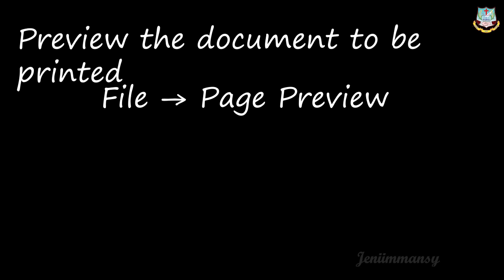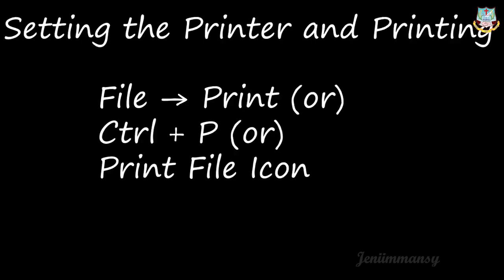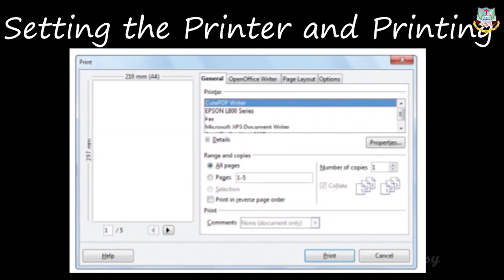And the next one is about setting the printer and about printing, right? To set a printer, first you have to go to file and then go to print, or the keyboard shortcut is Control plus P for printing, right? Or go to file and select the option called print, or the print file icon will be there. You can click that also, so that this print dialog box will appear.